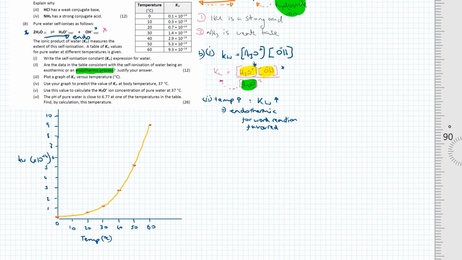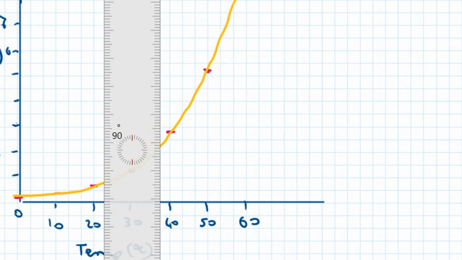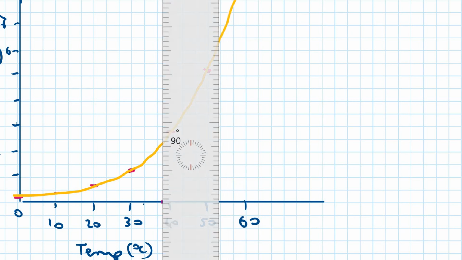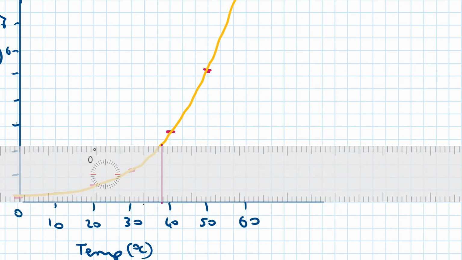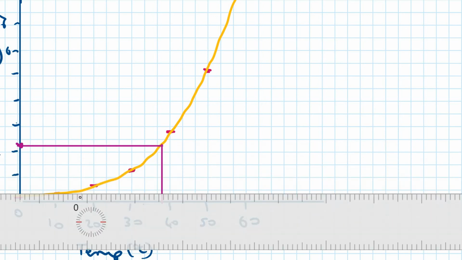Okay, so it's then asking us to use your graph to predict the value of Kw at the body temperature of 37 degrees. So we need to use our graph. We draw a vertical line up from 37 like that, and we draw a horizontal line across like that. So our value there will be 2.3 by 10 to the minus 14.